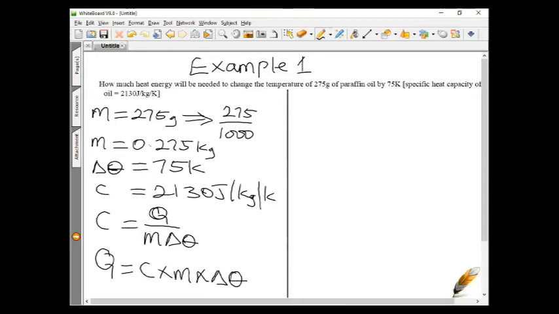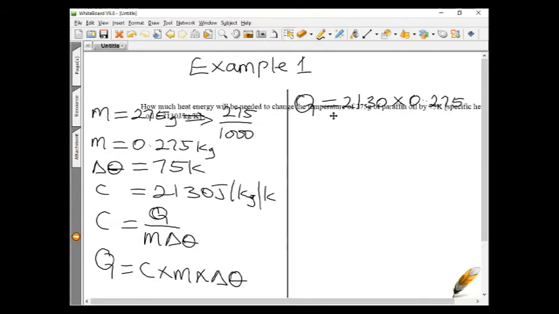So let's continue. Our Q will now be equal to the specific heat capacity, which is 2130, multiplied by 0.275, and multiplied by 75, which is the change in temperature.